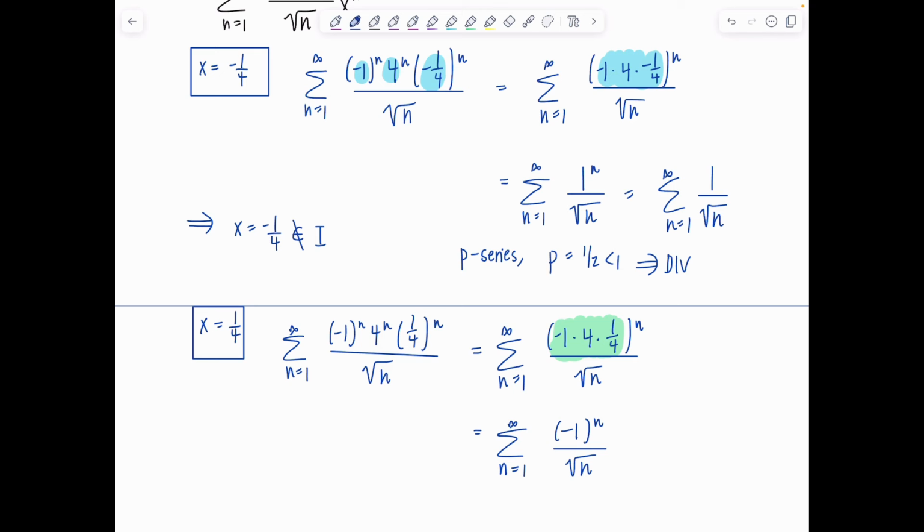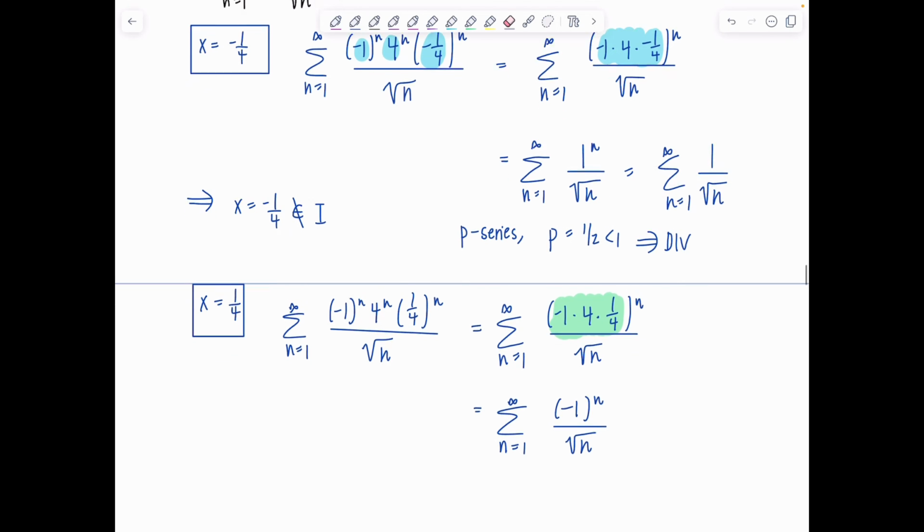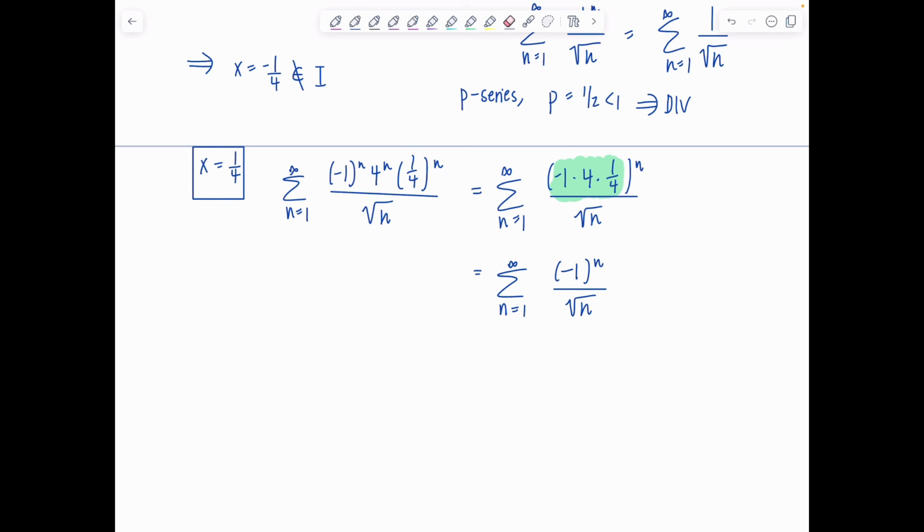Oh, so, okay, now the alternating term stays, the negative 1 to the n. That means I'm going to do AST for this guy. So we're doing alternating series test. Bn is 1 over rad n. So first I need to show, is Bn decreasing?